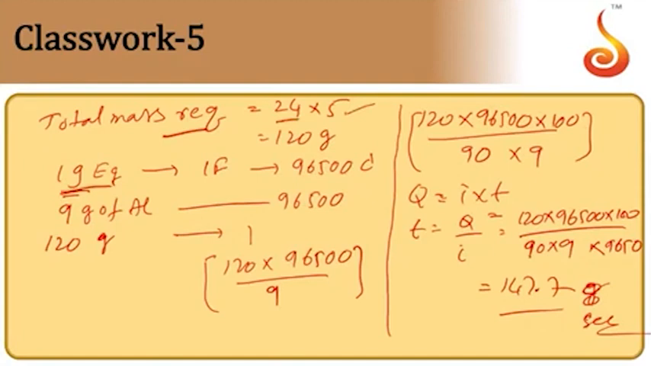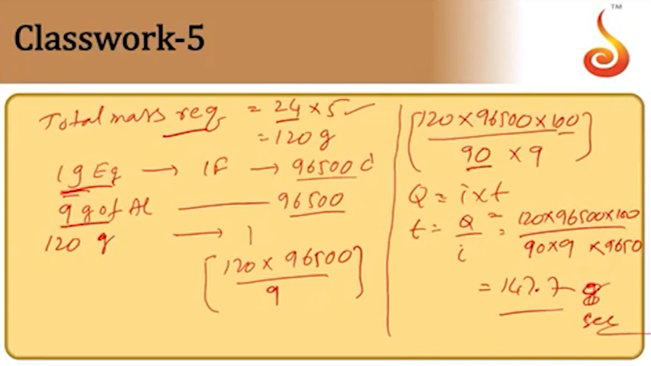And then 1 gram equivalent requires 96,500 coulombs. So 9 grams requires the same 96,500 coulombs. We require 120. How much charge we require, we found out now. This amount of charge is required. But since current efficiency is only 90%, the actual charge required will be this current required into 100 by 90. This is the actual amount of current required now.